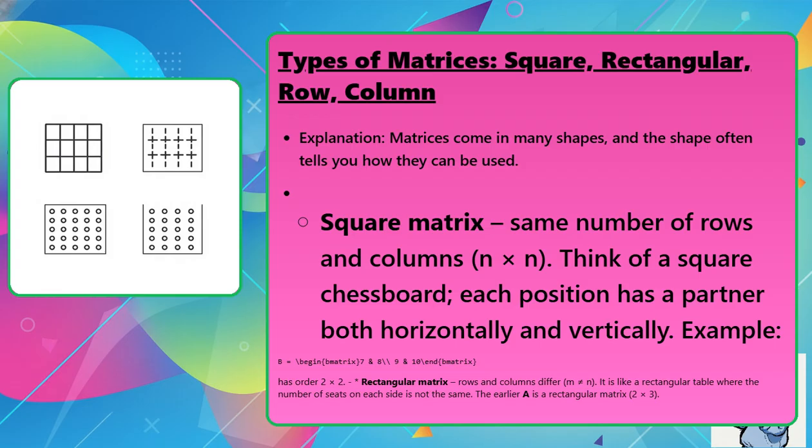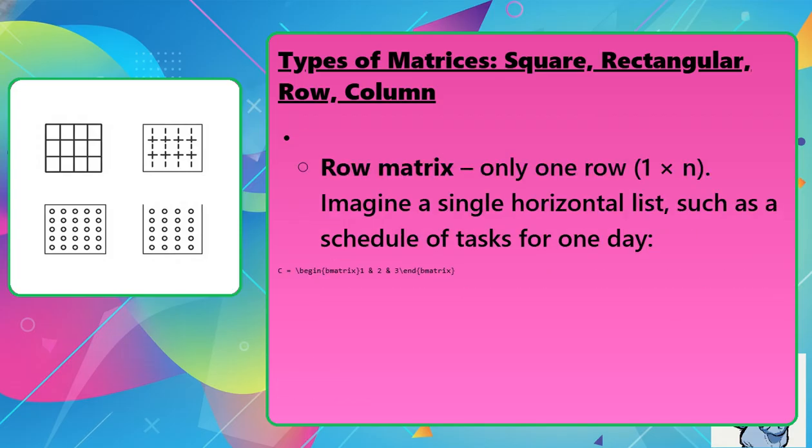m not equal to n. It is like a rectangular table where the number of seats on each side is not the same. The earlier A is a rectangular matrix with 2 rows and 3 columns. Row matrix: only one row, 1 by n. Imagine a single horizontal list, such as a schedule of tasks for one day. C equals a matrix with a single row containing 1, 2, 3.